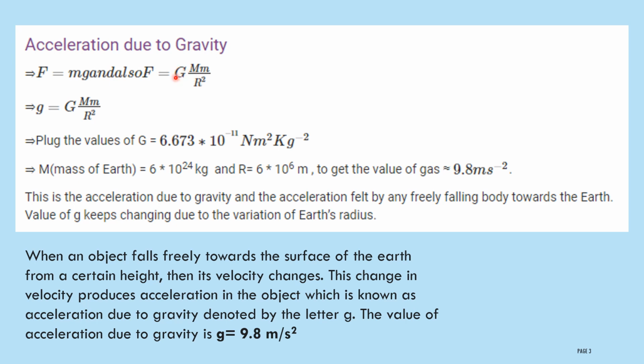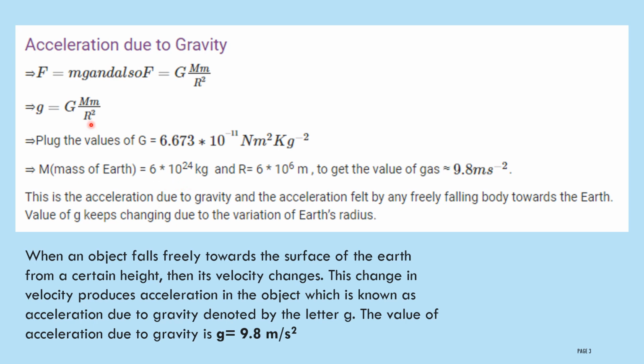Here this capital G, we will call it the gravitational constant. Then small g, this one we will call the acceleration due to gravity. The gravitational constant G, its value is 6.673 times 10 to the power of minus 11. Then this capital M represents the mass of the earth. The mass of the earth is 6 times 10 to the power of 24 kg.